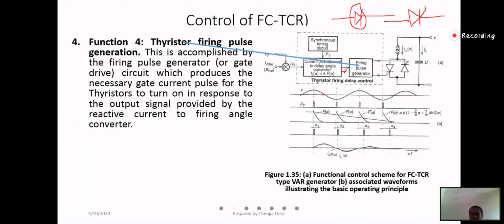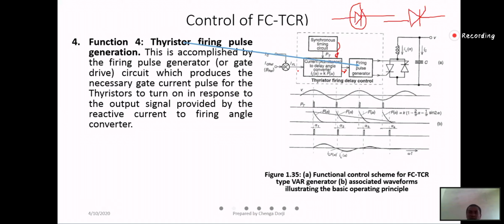Okay, so this is what you actually have. So 4 functions. Is it okay? 4 functions. First one is it will produce the timing circuit, time, so it will time it, and then at what time it will do, then reactive current will be produced here.